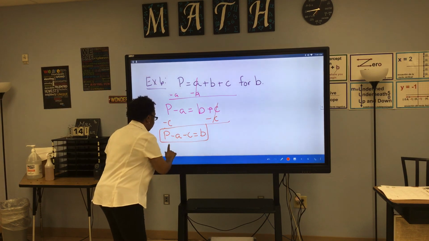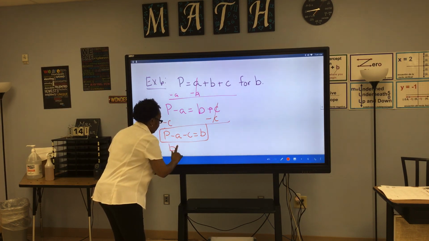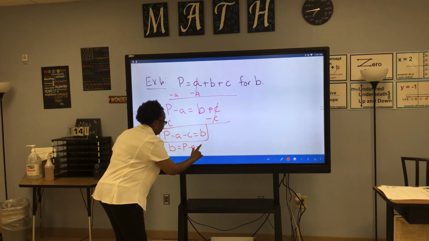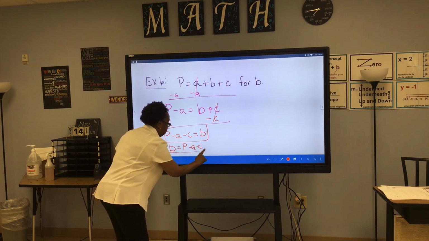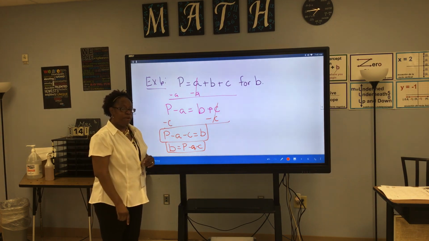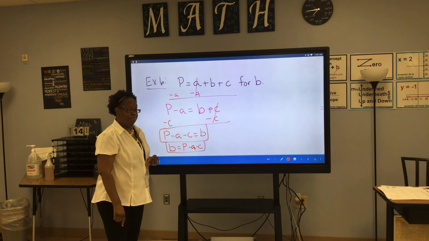And again, if you want to rewrite and have your letter that's by itself on the left, you can say B equals P minus A minus C. And that's our lesson for today over literal equations. Good luck.